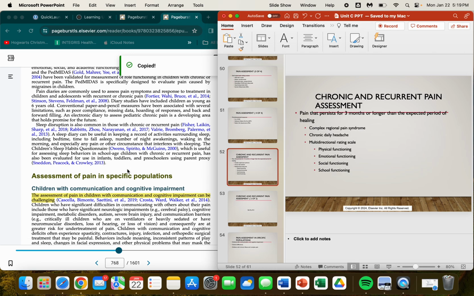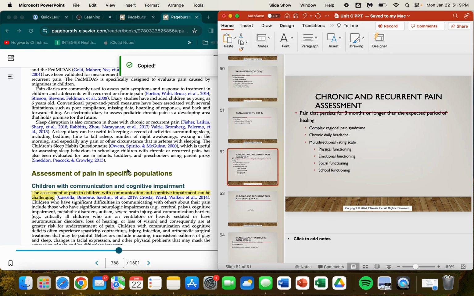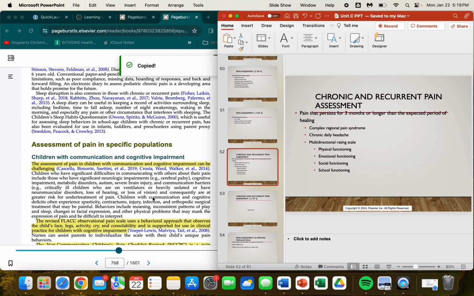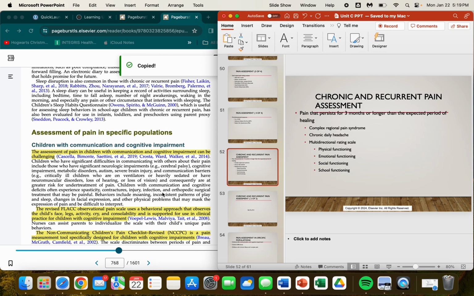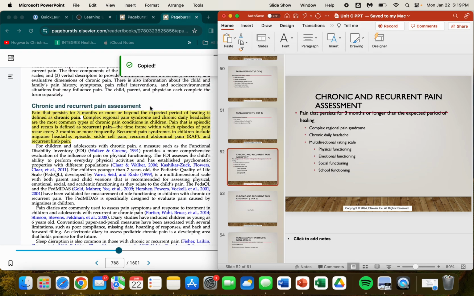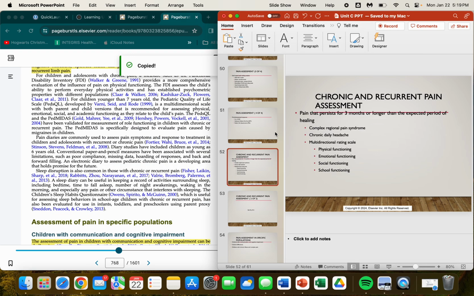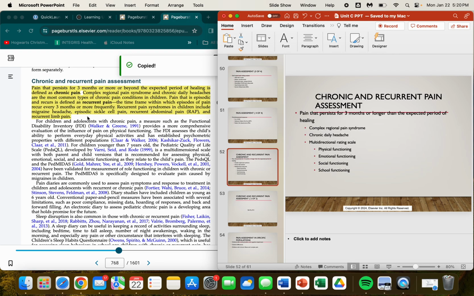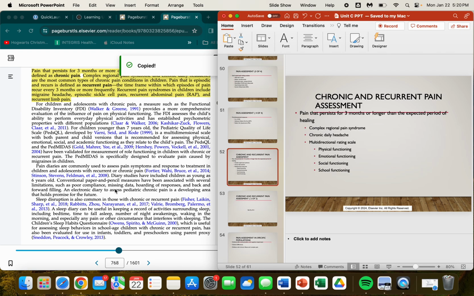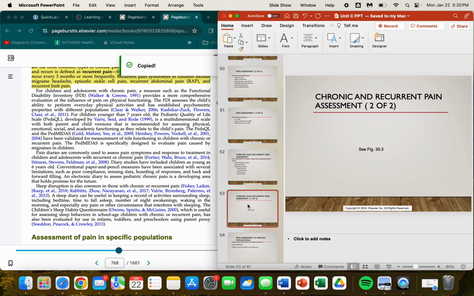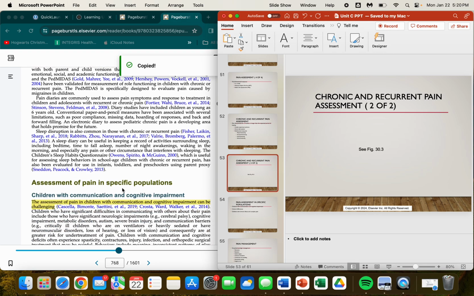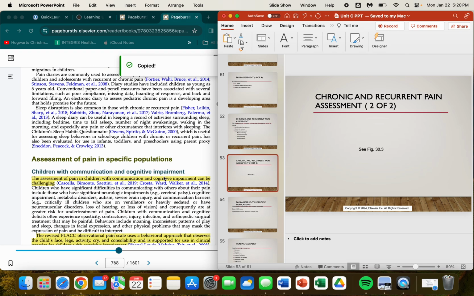When we talk about assessment of pain in specific populations, this little paragraph gives you a little more excerpt into this, but what I really need you to know is what chronic and recurrent pain is, how we assess it, how it impacts the kid, and how it impacts their physical and emotional functioning. It may impact them to a point that they can't function, they can't sleep, they can't go to school, they can't interact with their peers. This just tells you to see figure 30.3, which is not something I'm super worried about right now.